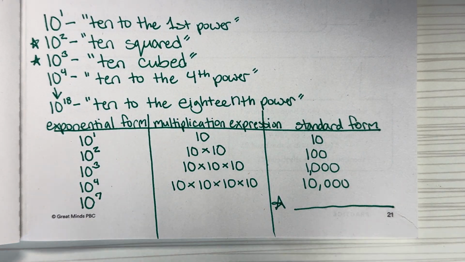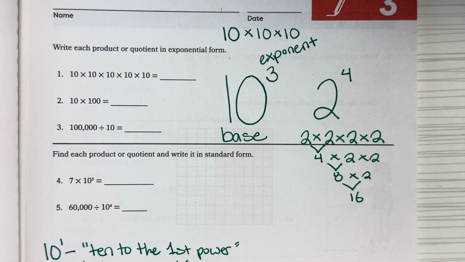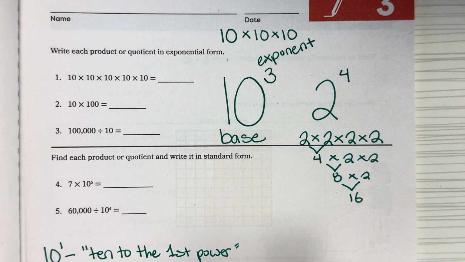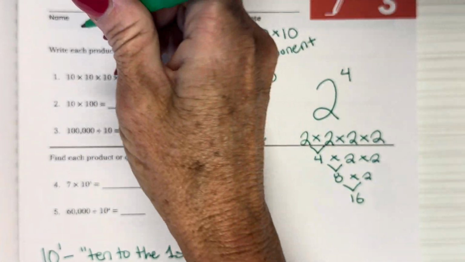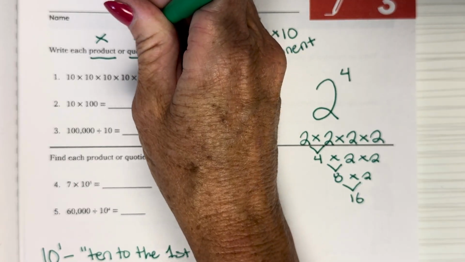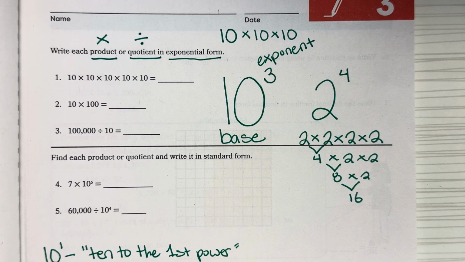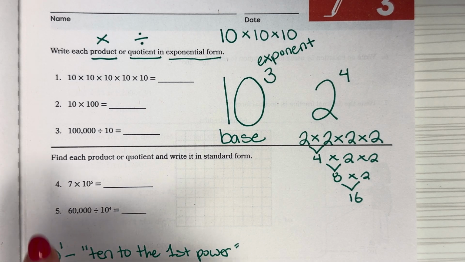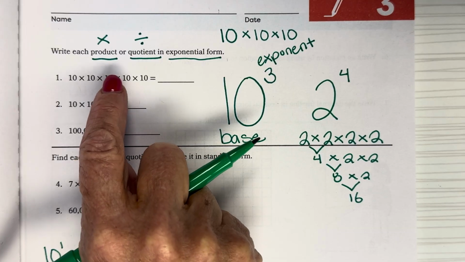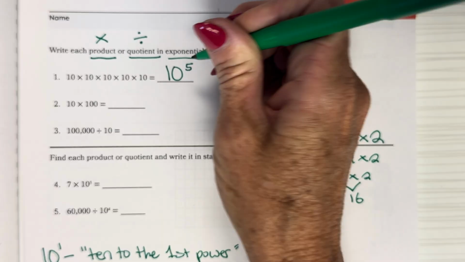Okay, so hopefully those notes have explained what exponents mean, and now I could do my problems a lot easier. So I'm going to come back up and let's work on some of these problems. So number 1, 2, and 3 says, write each product, which means the answer for multiplication, or quotient, which is the answer for division, in exponential form. So they want me to write this using an exponent. Well, I have 1, 2, 3, 4, 5 10s. So that's going to be 10 to the 5th power.